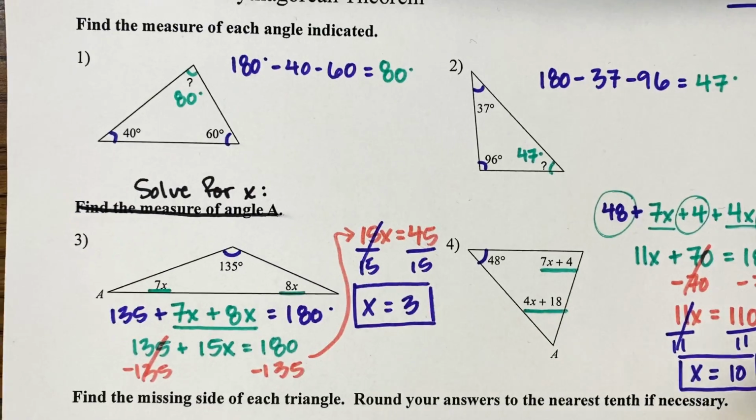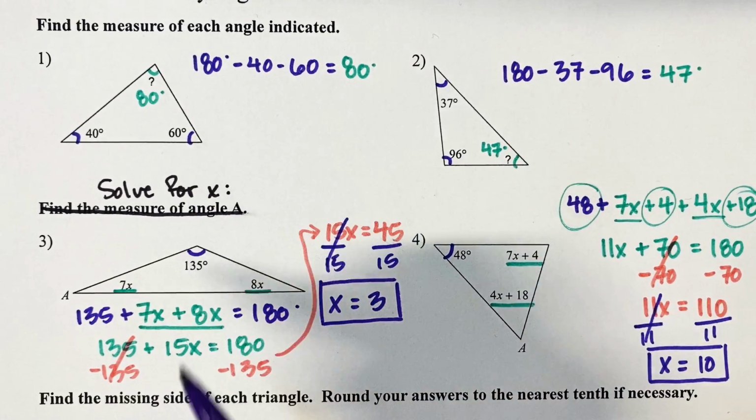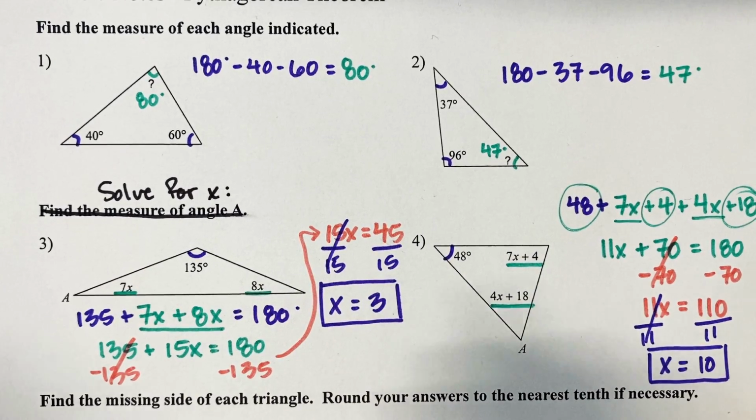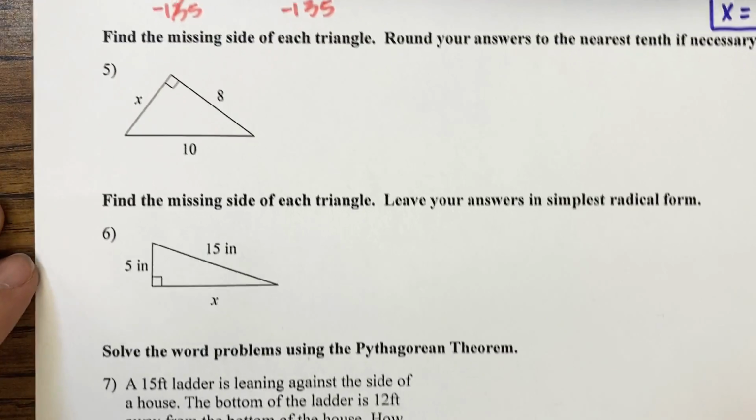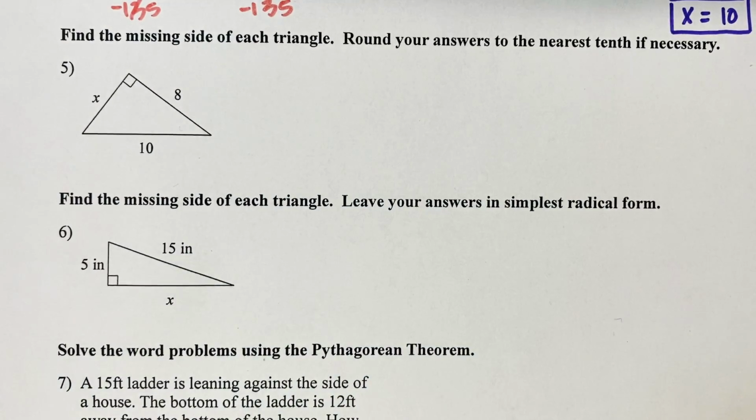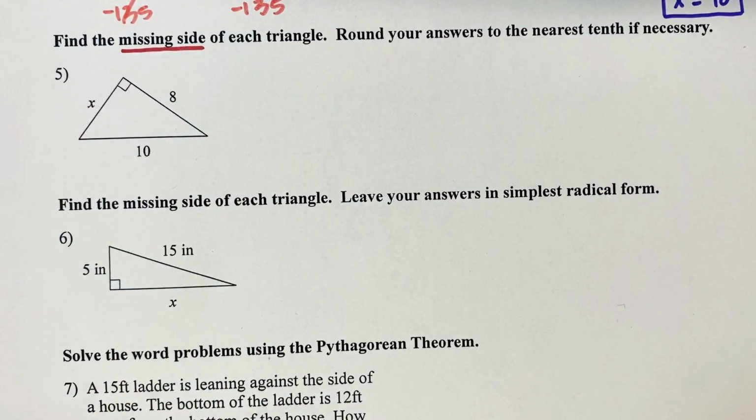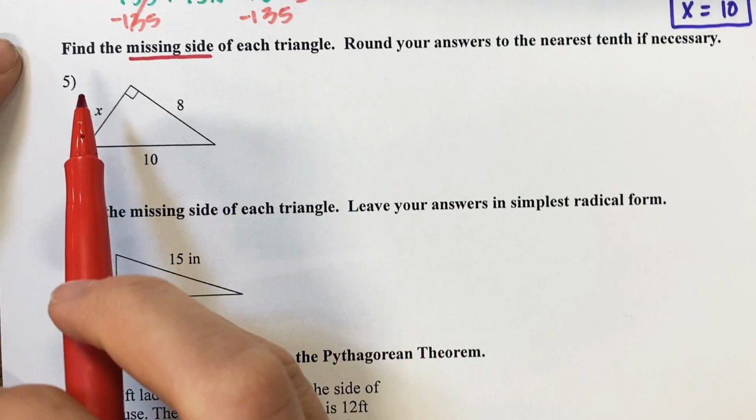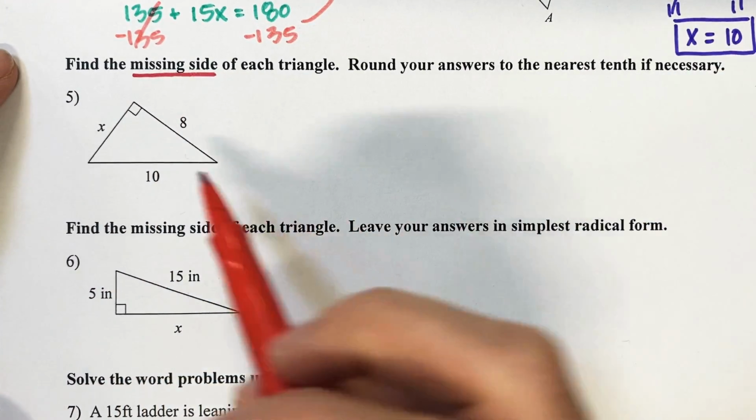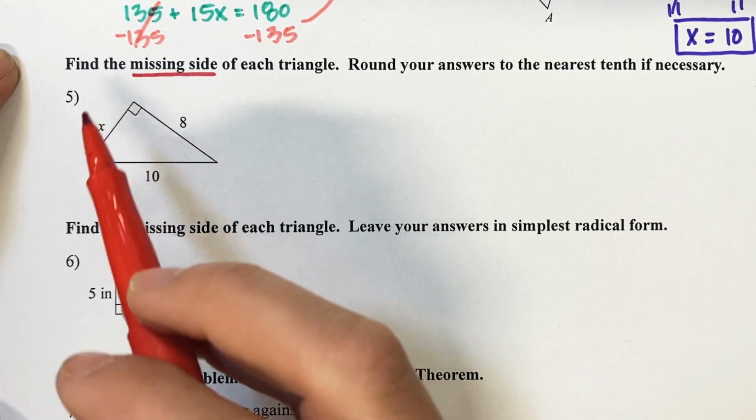So on 1 through 4, we were solving for angles, or x's within angles of a triangle. Angles are always going to add to 180. But on 5 through 7, our last problems, we're talking about sides of triangles. We're not talking about angles, and sides don't have a specific rule. So on number 5, it's asking us to find the missing side of each triangle. We have a right triangle here with a missing side. We don't know what x is.